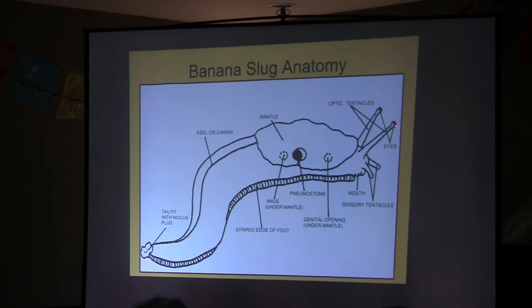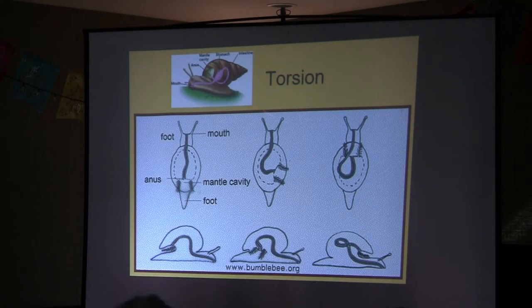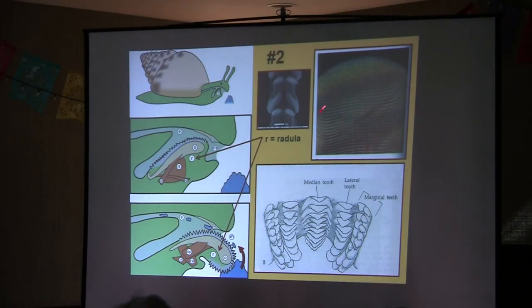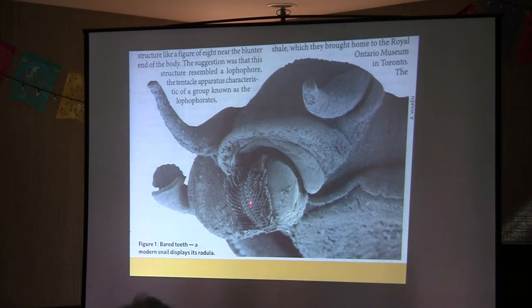And the tentacles, those little things up here, are sensing light, while the smaller ones facing down actually touch and smell, chemosensory. Here's just a little picture about that torsion: as the snail develops, everything twists out the one side. Here's another cool thing about slugs, that radula. Remember we talked about that tongue? Different snails have different configurations of these teeth, and they have this sort of conveyor belt that goes out and they rasp. Here's a picture of it, of the snail.